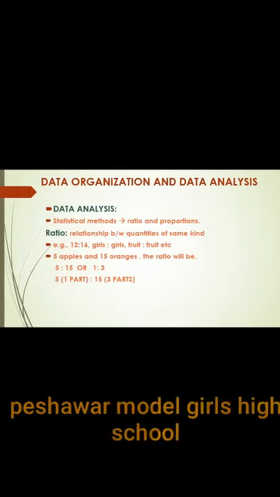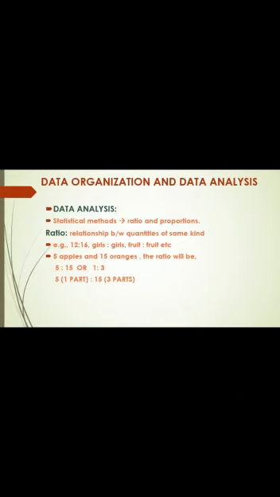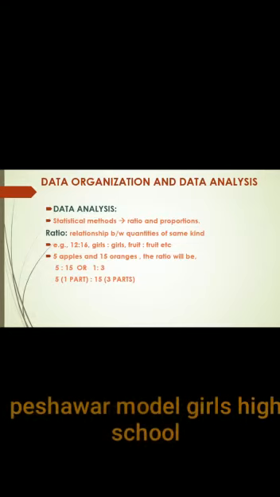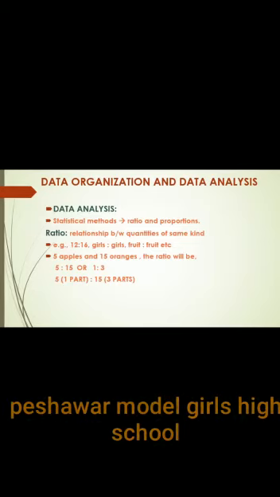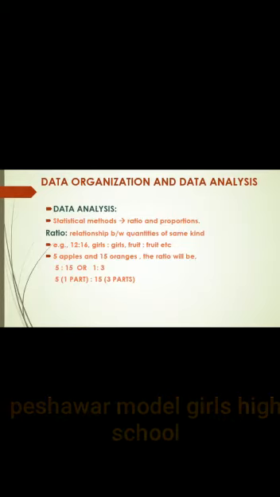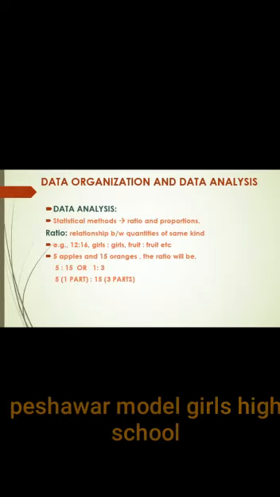Like if we have 5 apples and 15 oranges, then the ratio will be 5:15 or 1:3 because we have 1 part apples and 3 parts oranges. So either we will write the original number or just parts.